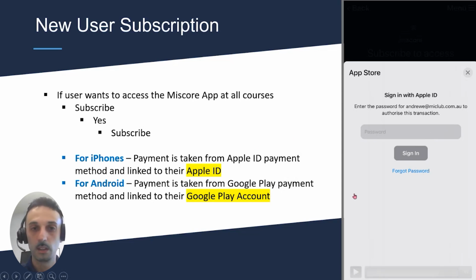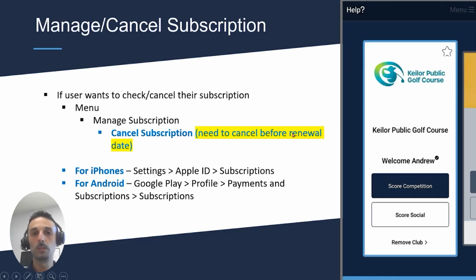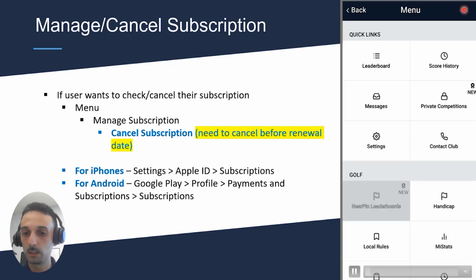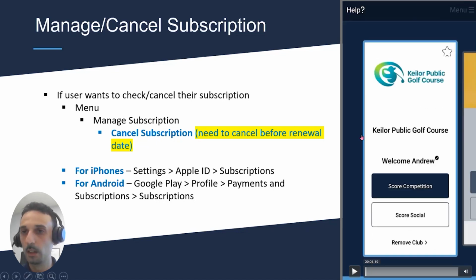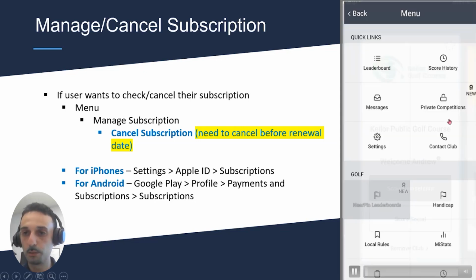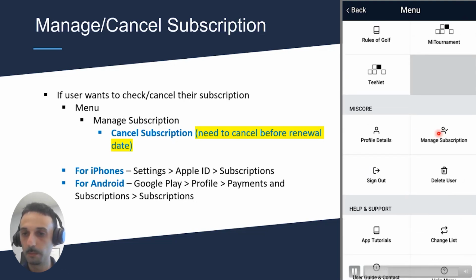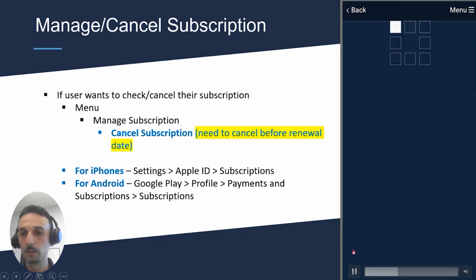Okay. And then the next section, once a user has subscribed and they want to check their subscription, they can do this via the menu. So what I'm going to do is play it. You want to hit the menu button. I'll just do that one more time, sorry. You want to hit this menu button at the top of the screen. And then from the menu, scroll down until you see Manage Subscription here. And it'll take a few seconds to load.